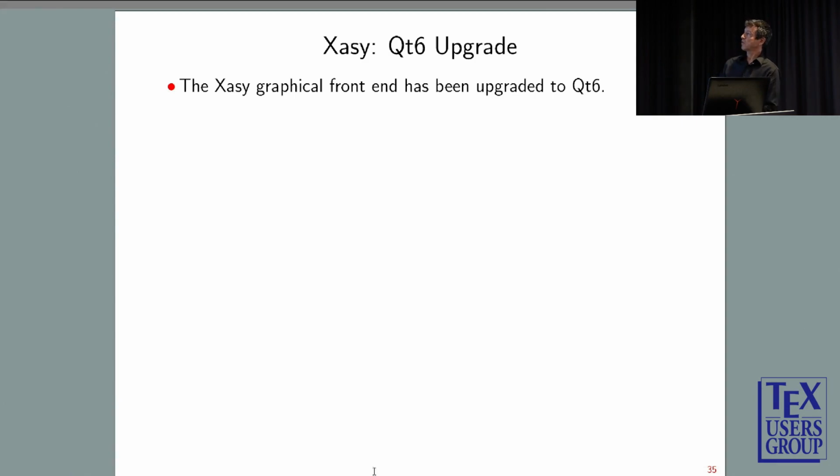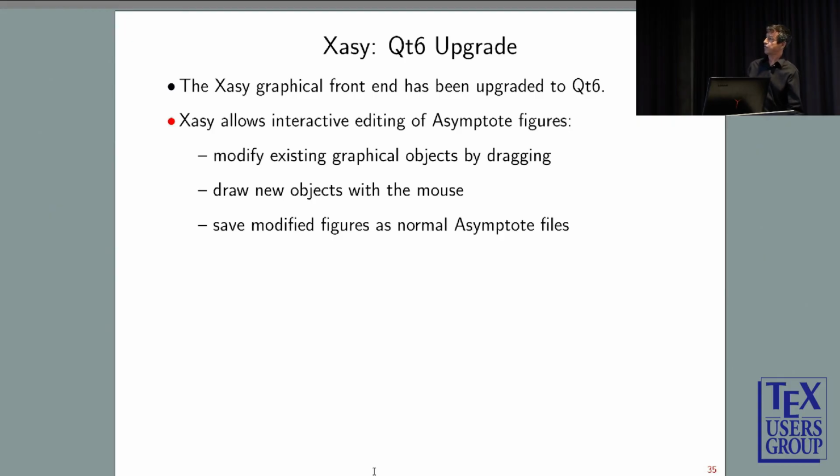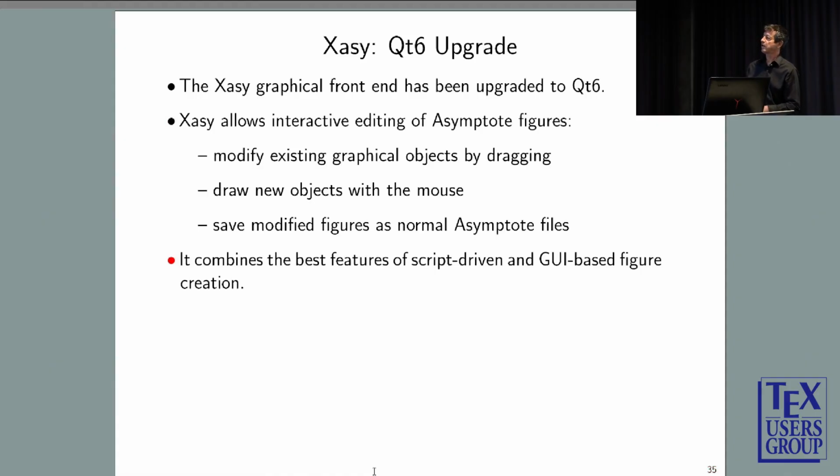Okay, so as I mentioned, we also did an upgrade of Xasy to Qt6. That was necessary for compatibility with different distributions, and Xasy allows interactive editing of Asymptote figures. You can modify existing objects, you can draw new objects, and you can save those objects either as normal Asymptote files or in another format that allows you to go and edit the objects that you created. So it kind of combines the best features of script-driven and graphical-based methods of figure creation. So it kind of marries these two approaches.